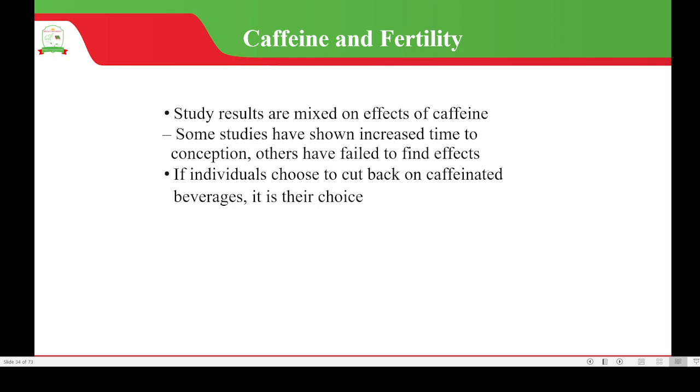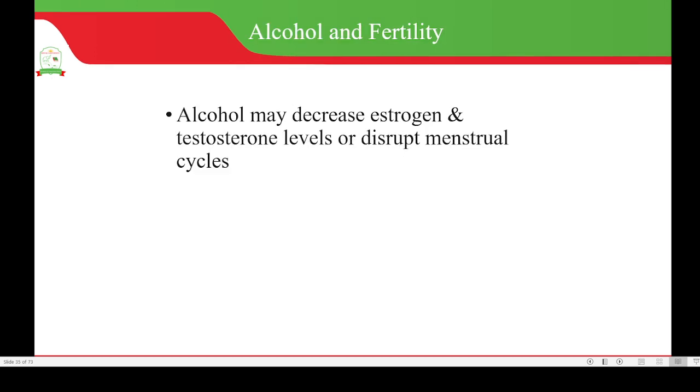Caffeine and fertility. Study results have been mixed on the effects of caffeine. Some studies show that there is increased time to conception, and others have failed to find any effects. So it is up to an individual to choose either to cut back on caffeinated beverages or to continue consuming them. Alcohol has also been shown to decrease estrogen and testosterone levels and also disrupt the menstrual cycles.